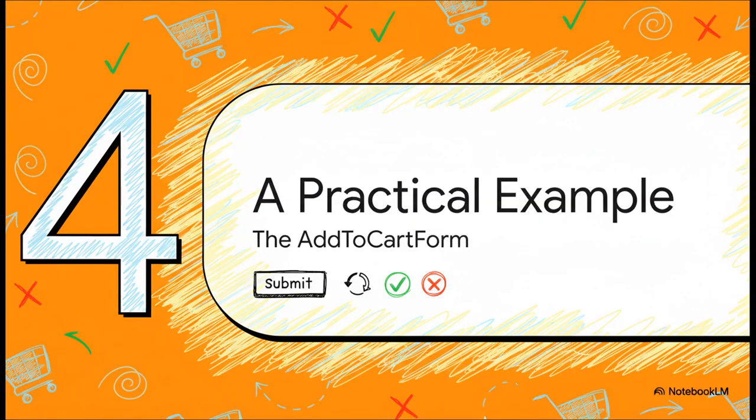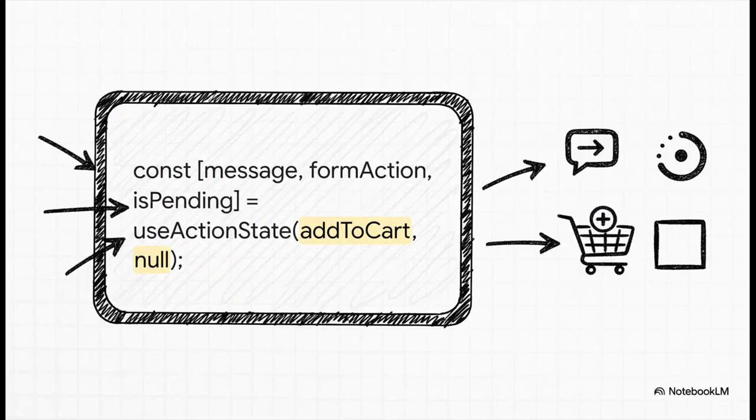Okay, theory is great, but let's see this thing in action. Let's get our hands dirty and walk through a classic add to cart form. This example really shows just how clean and simple our code becomes with this hook. Okay, step one, we call the hook. Pretty simple. We pass in our submission handler, which we're calling add to cart, and we'll use null as the initial state for our message. Then we just destructure that array it returns into three clean variables: message, form action, and that beautiful isPending Boolean.